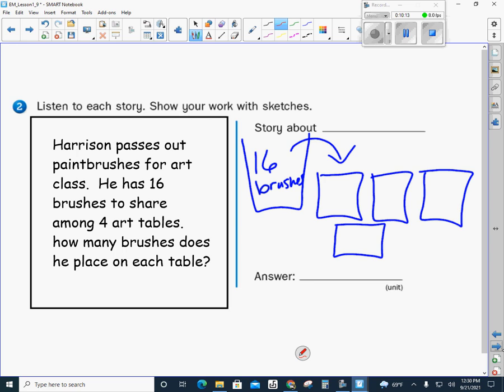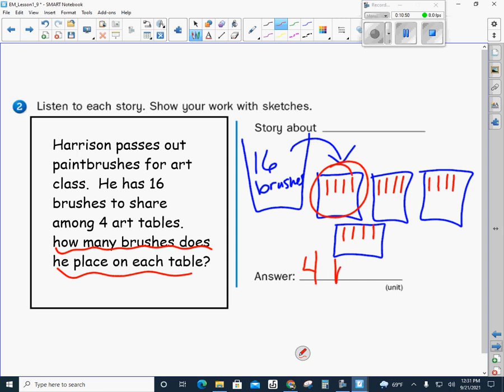So if I just start passing them out one at a time and putting one on each table until I use up my 16, I will have it done equally. So 1, 2, 3, 4. See how I'm doing one in each, and I'm counting as I go. 5, 6, 7, 8, 9, 10, 11, 12. 13, 14, 15, 16. I just passed out all of those brushes. And the question is, how many brushes does he place on each table? Each table has 4. 4 what? 4 brushes.